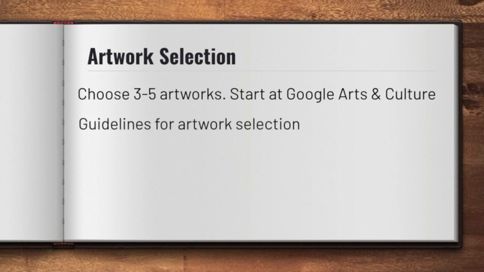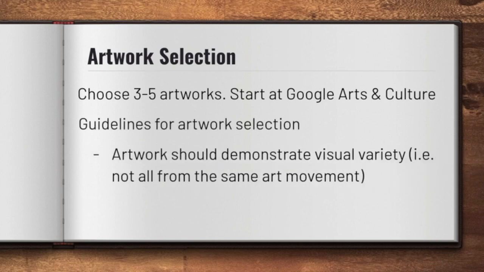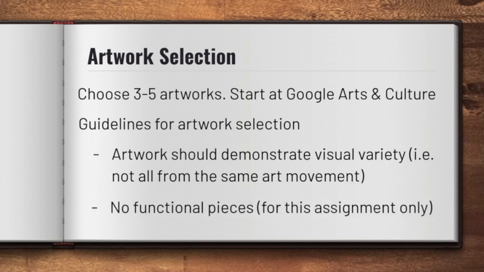The guidelines for the artworks you choose are you should have visual variety, so you should not choose work from the same art movement. So for example, not all contemporary artwork or all postmodern or impressionistic, things like that. You get the idea. For this assignment, I'm just asking that you don't choose functional pieces. So choose paintings or photography or sculptures. It can be of any material, any medium, any time period, just not functional objects in this case.